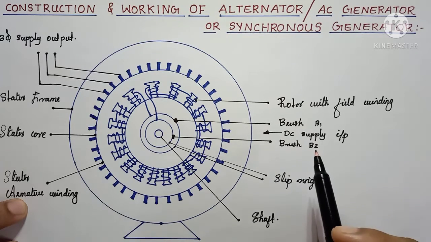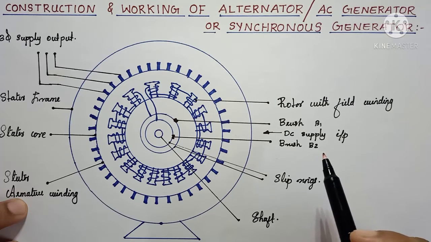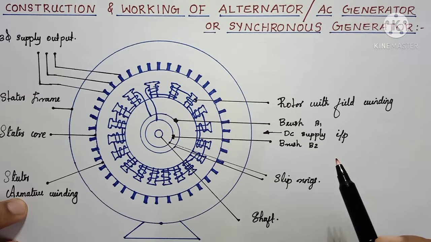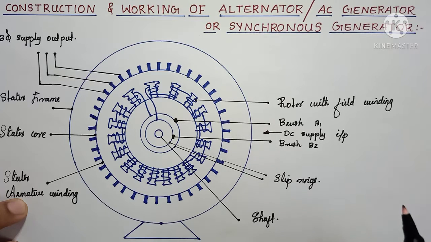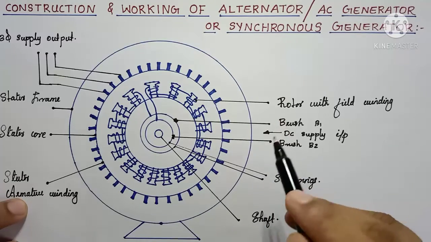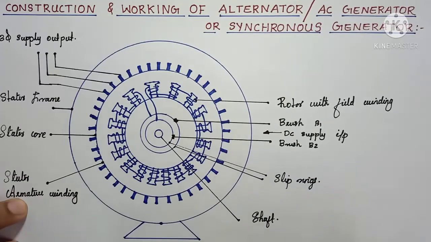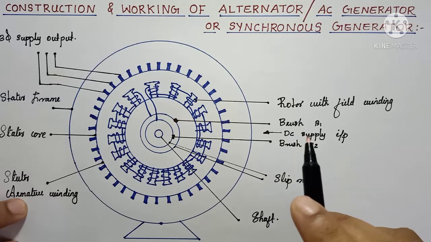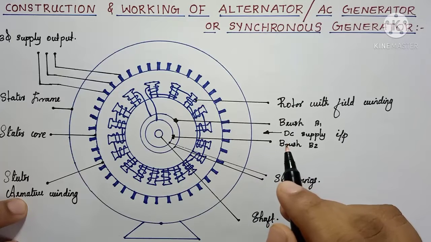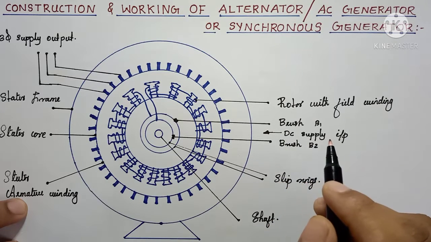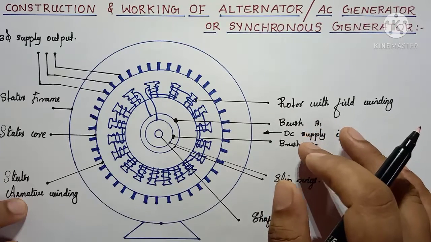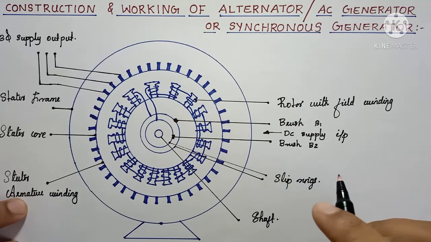Here in AC generators, we can arrange the rotating and stationary parts in two ways. Either we can keep the field as rotating and armature as stationary, or field as stationary and armature as the rotating part. Whatever it is, we will get AC current. But generally, we prefer the field system as the rotating part and the armature as the stationary part in alternators.